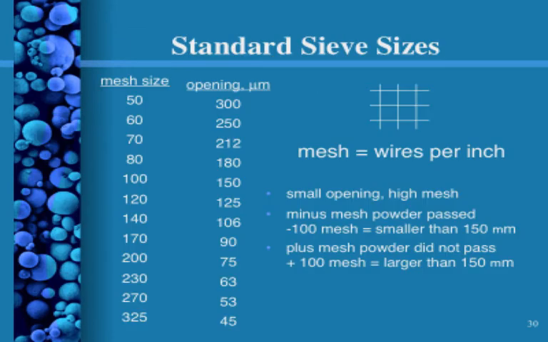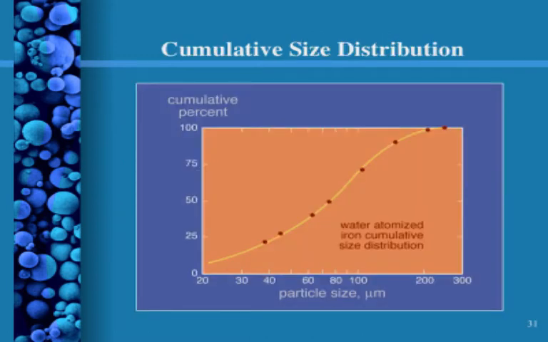And there's a way to control or standardize the number of wires, the opening between these wires, and what size exists. And usually you can say it's a minus 100 mesh, right? This means that you're below 150 microns in this case, okay? And so you can get a distribution, right?